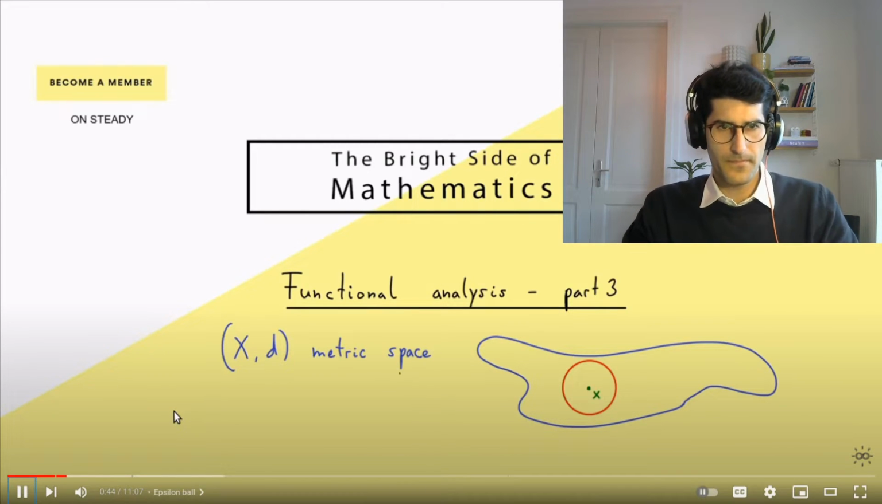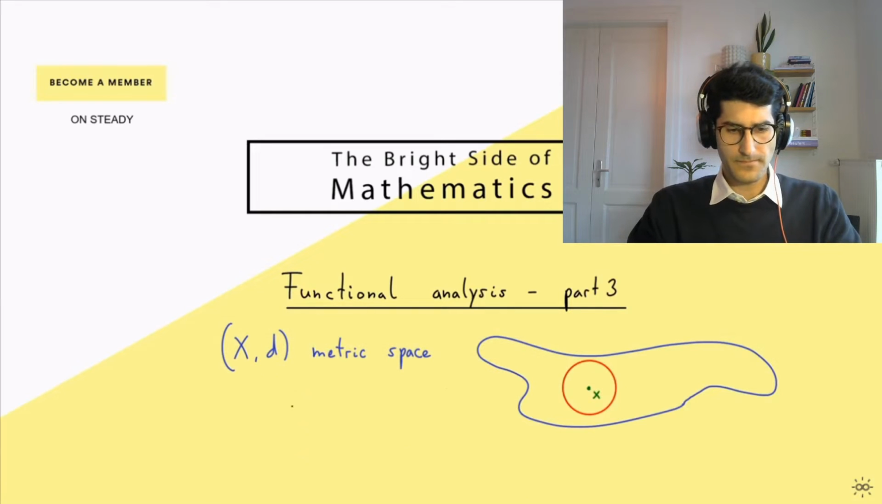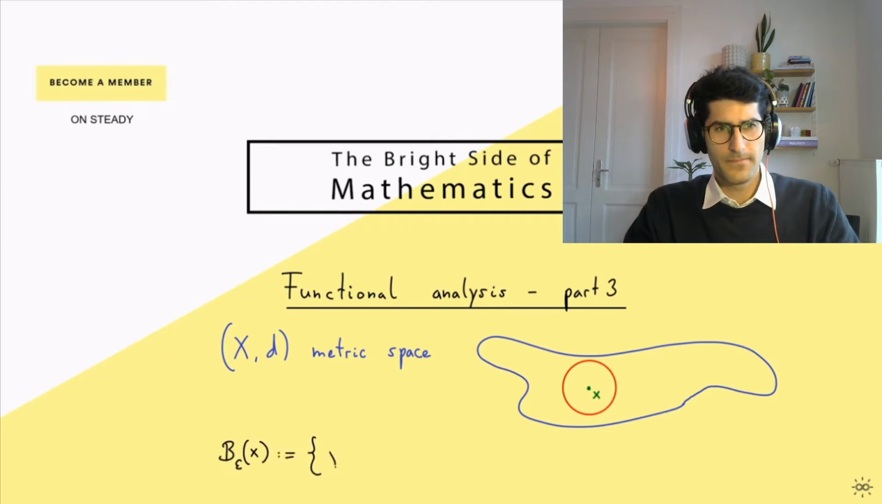Now exactly this notion of a ball is what we want to generalize for an abstract metric space. We write B_epsilon(x) and call it the open epsilon ball around x. It is defined as all the points y in our metric space X that fulfill that the distance from x to y is less than a given radius epsilon. However, this means that in the picture it's not the red line, it's everything inside.